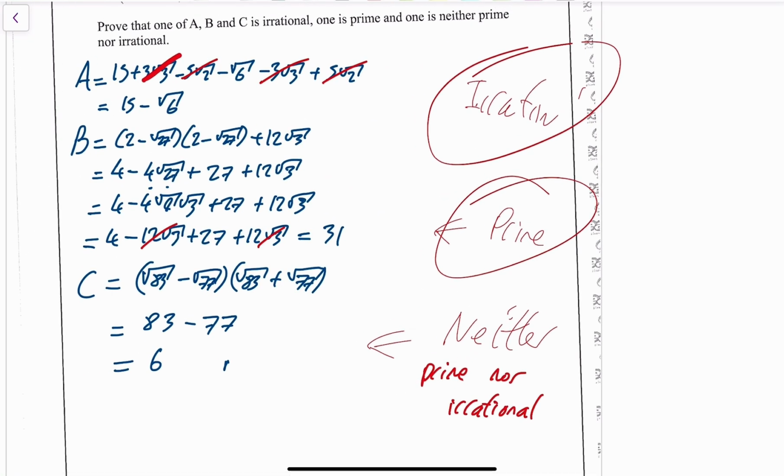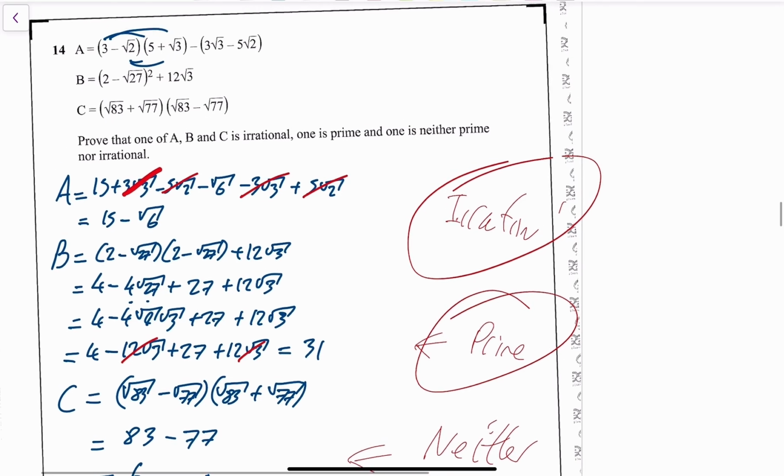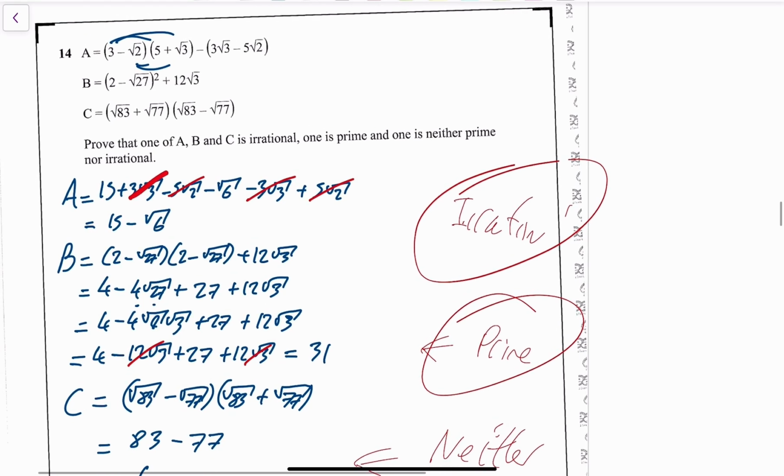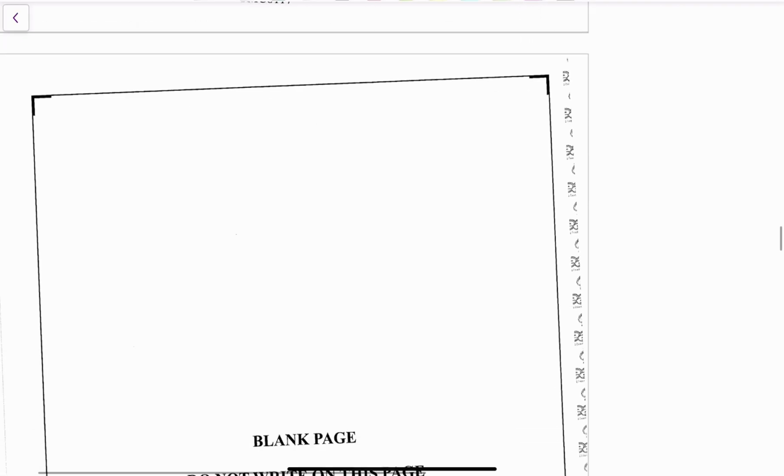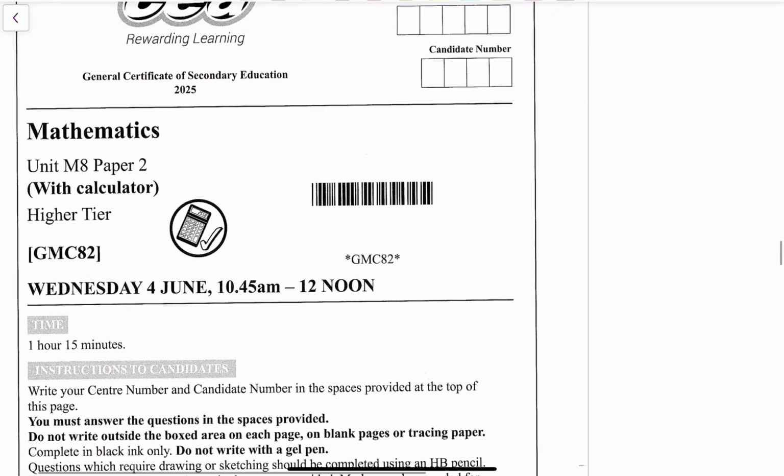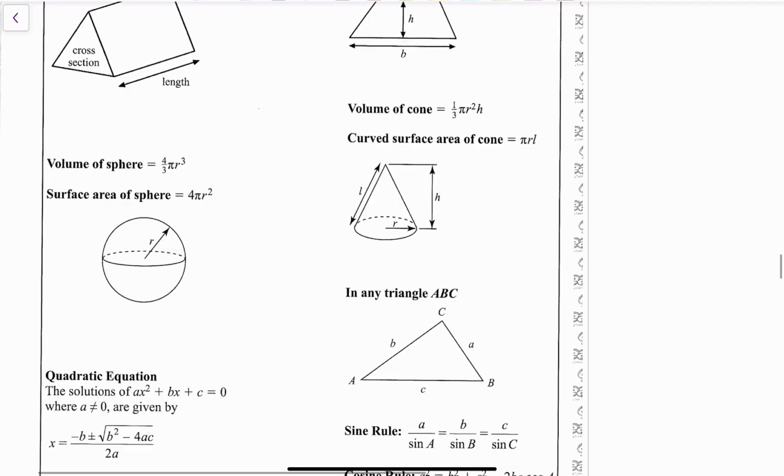And that is it. So that's us done for the non-calculator paper. It's quite quick. Go through that one. Right, let me see. Where are we? Right, paper 2. This is a calculator paper.